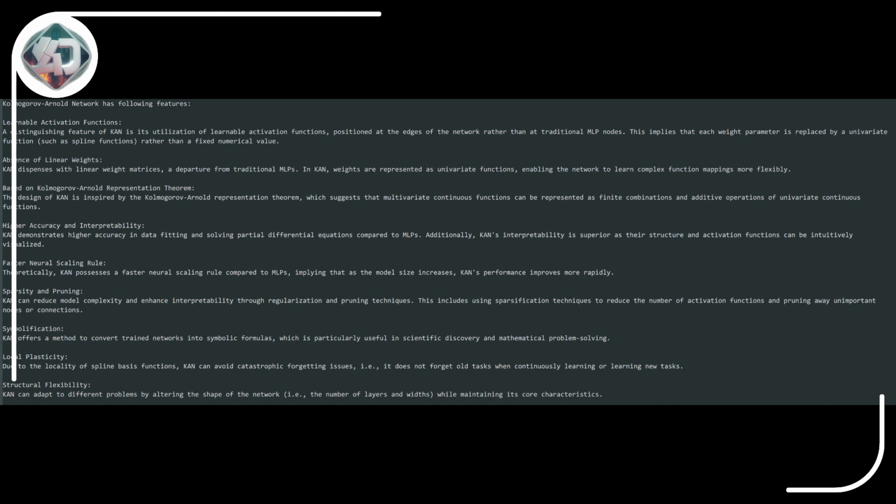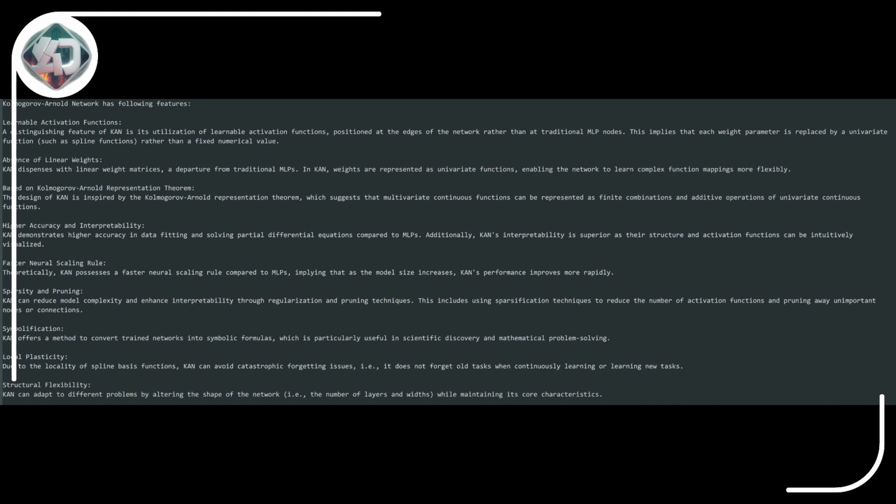Sparsity and pruning. KAN can reduce model complexity and enhance interpretability through regularization and pruning techniques. This includes using sparsification techniques to reduce the number of activation functions and pruning away unimportant nodes or connections. Symbolification. KAN offers a method to convert trained networks into symbolic formulas, which is particularly useful in scientific discovery and mathematical problem solving.